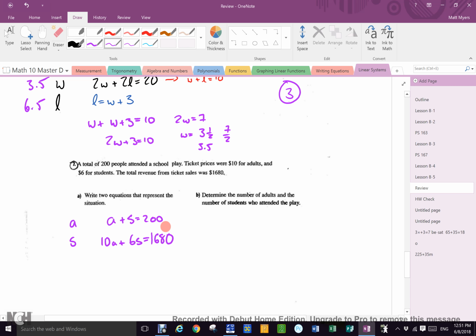What are we set up to do perfectly right now? Substitution. But we've just done a substitution one, so let's do elimination here, yeah? What do I have to multiply this by? Because I would multiply the top one. 10? So that would get me 10A plus 10S equals 2,000. And when they're the same sign, what math do I do?